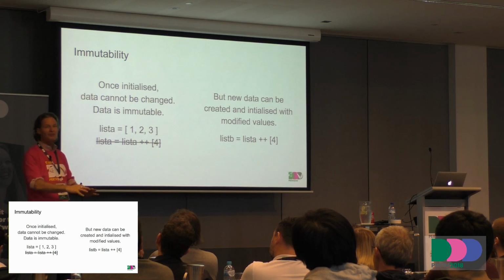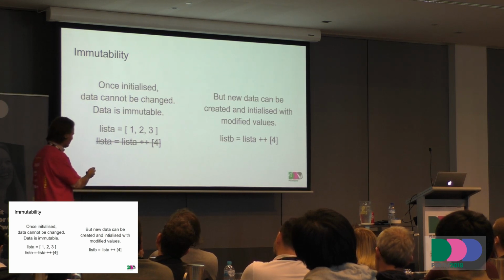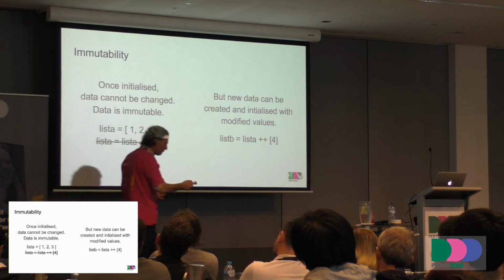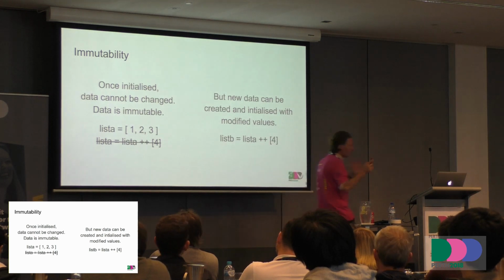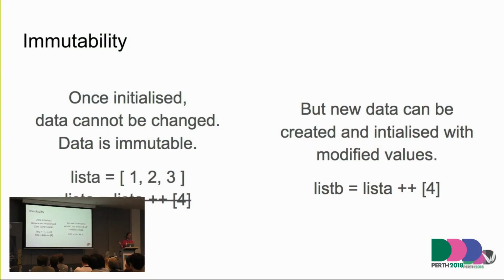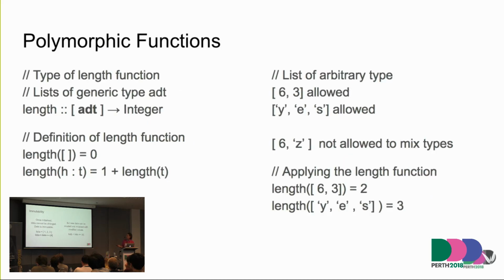Because these values never change, the first part of this list is going to be shared with this list, because this never gets changed. So it is quite efficient. Sometimes the performance is not as good as if you change it, but we can get around that problem as well. So immutability is a very important part of functional programming.